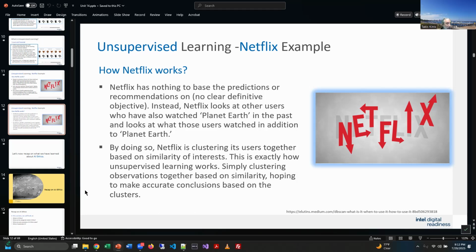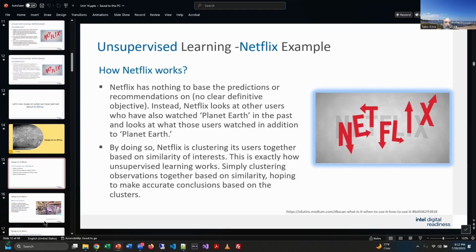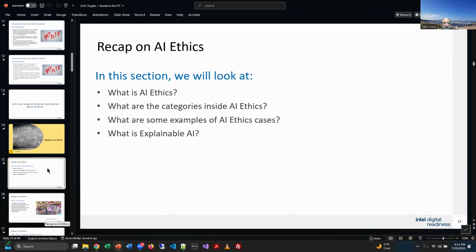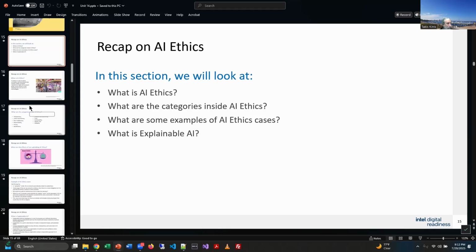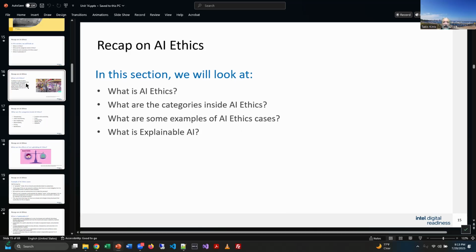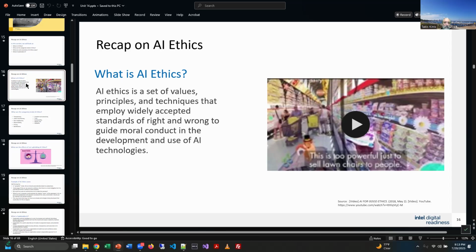And it's based on observations, your activity, your likes and dislikes. All right. Now let's flip over to this topic here. We'll talk a little bit about AI ethics, and this is going to be recurrent in the next one too. And we'll talk about what it is, some of the categories, how it's applied, and then what we call explainable AI.